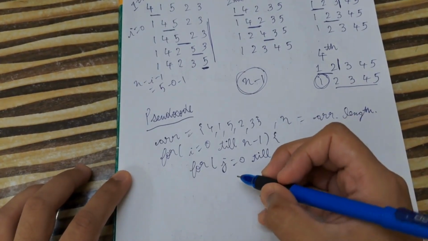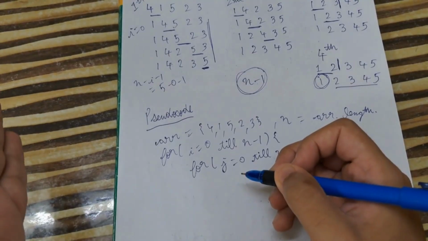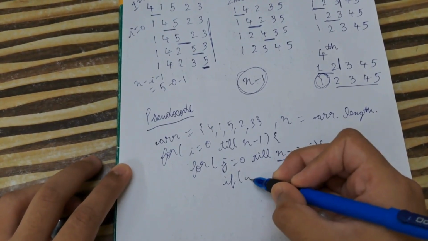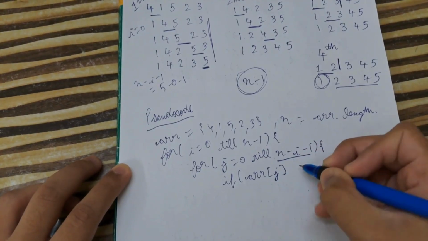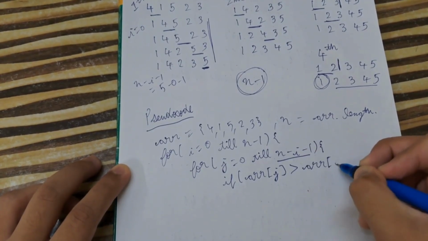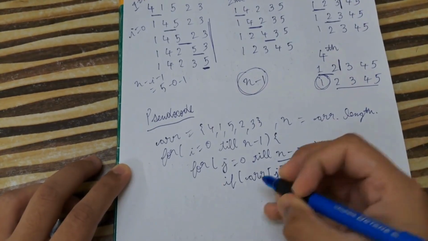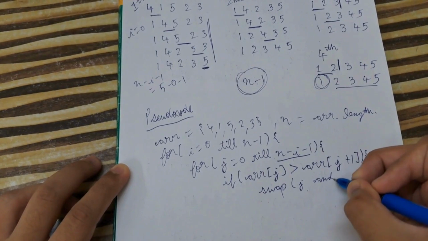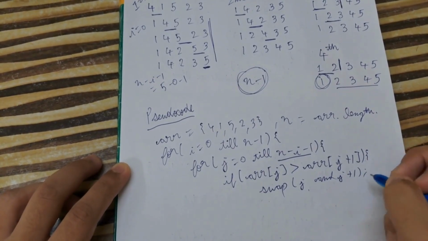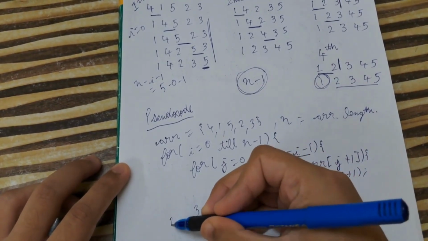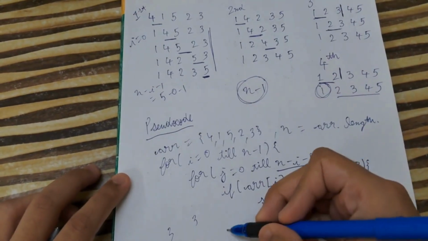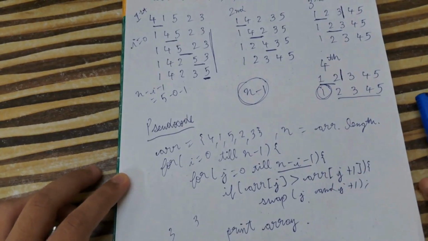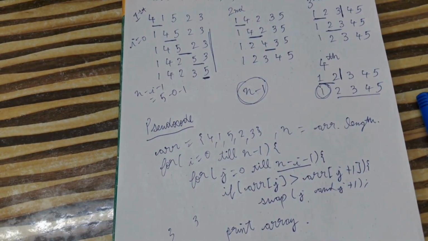Now we will do the swapping and check if the j element is greater than the j plus 1 element. So if array element j is greater than array element j plus 1, swap j and j plus 1. So that's pretty much about it. In the end, we will just print the array. So this basically sums up everything that happens in bubble sort.